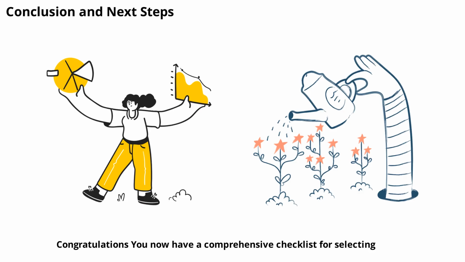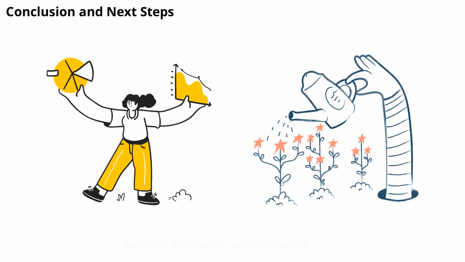Congratulations! You now have a comprehensive checklist for selecting the right RPA solution for your small business. By following these steps, you can streamline operations, boost productivity, and stay ahead in today's competitive landscape. Remember, RPA is not just about technology. It's about empowering your team and driving business growth. Start your automation journey today and unlock new possibilities for your business.